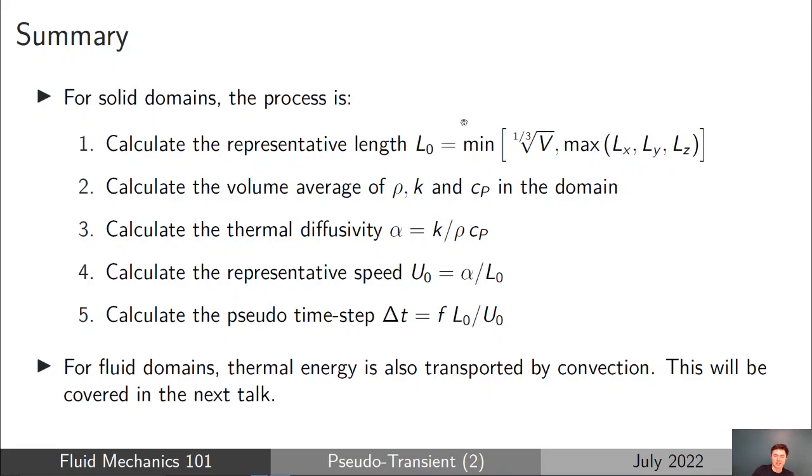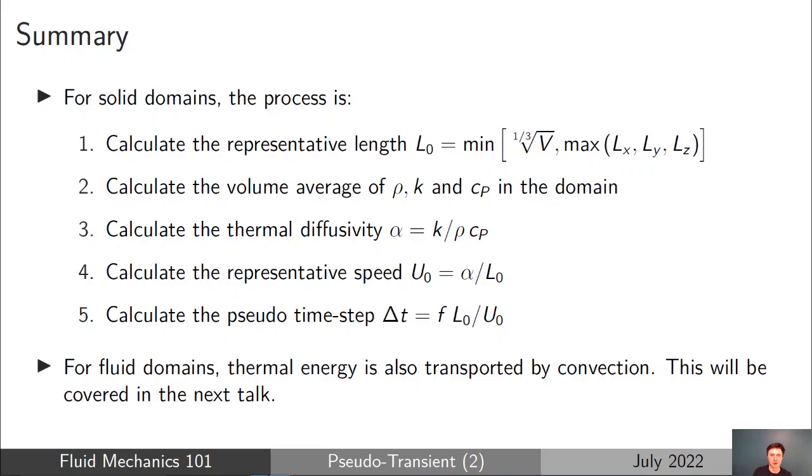Once we've got the representative length for the domain, we then take the volume average of its material properties. If it's a solid domain, we calculate its average density, thermal conductivity, and specific heat capacity. Use that to calculate a thermal diffusivity for the domain. And then we just divide the thermal diffusivity by the representative length. And that gives us the representative speed for how a change in the boundary conditions, if it were to occur, would propagate through the domain.